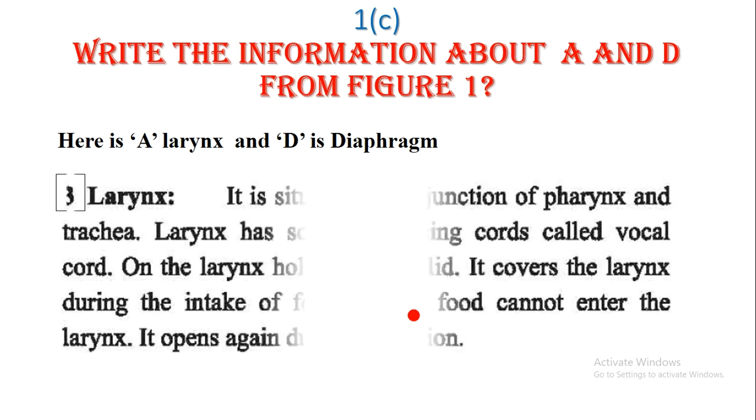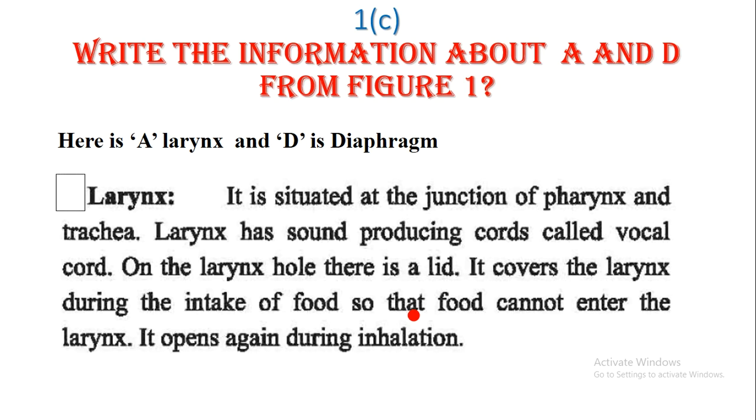And the answer for the larynx, earlier I discussed the larynx, so the answer will be the same. It is situated at the junction of the pharynx and trachea. The larynx has sound-producing cords called the vocal cords. There is a lid that covers the larynx during intake of food so that food cannot enter the larynx. It opens again during inhalation.